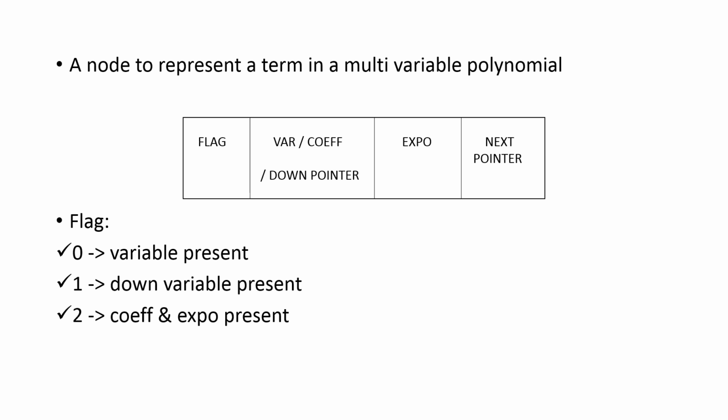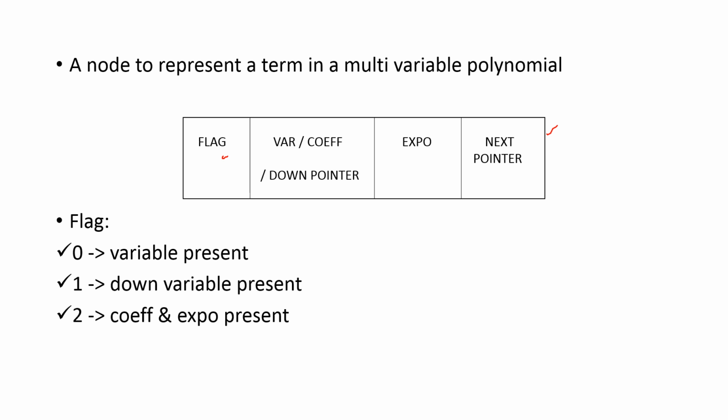A node to represent a term in a multivariable polynomial is this node, and it is divided into 4 parts. First represents a flag, second portion represents variable or coefficient or down pointer, and then the exponent, and the last section is the next pointer. Okay, so just go through this. When we discuss the example, it will be clear.